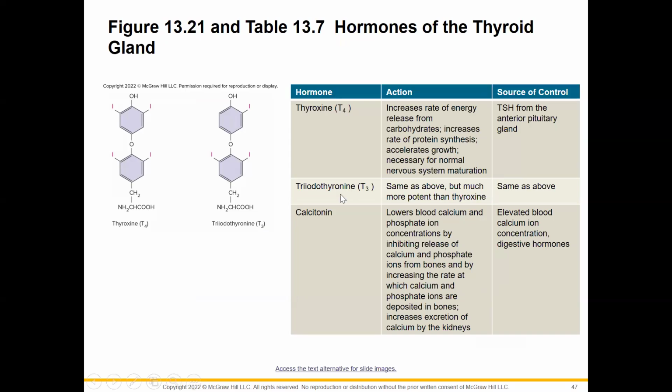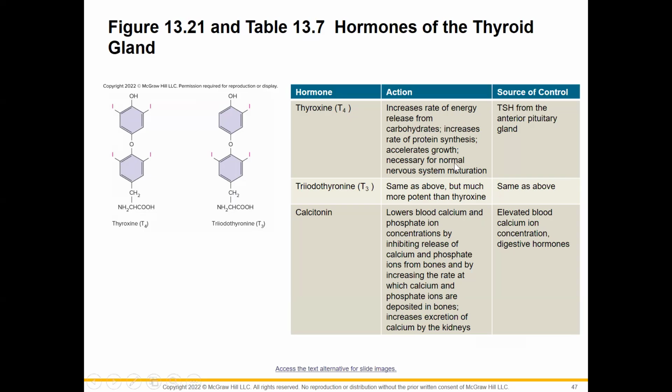All right, so T4. T4's job is to increase the rate of energy release from carbohydrates. It increases the rate of protein synthesis. It accelerates growth. So basically, T4 increases metabolism, increases those metabolic processes. And that's how you get the increased release of energy from carbohydrates. You make more proteins, you grow faster, etc.